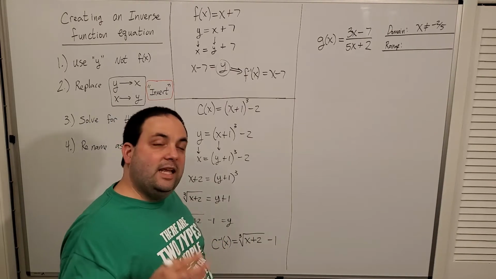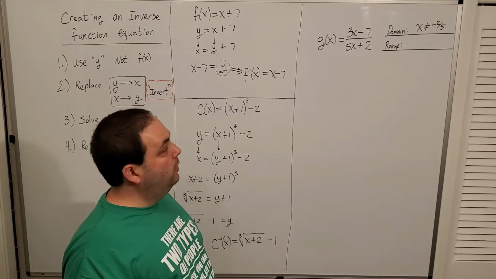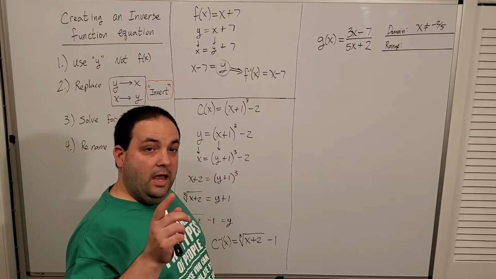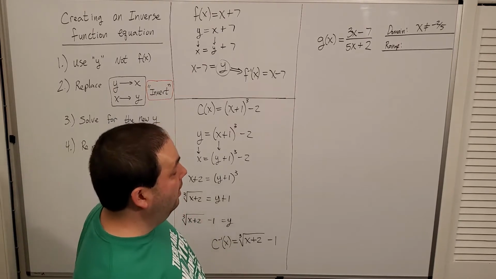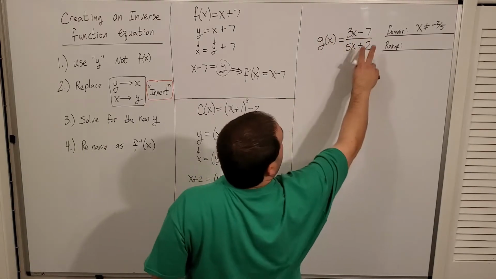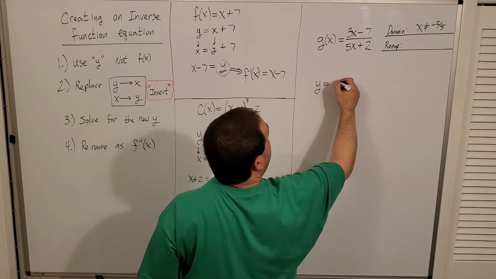Well, now that I can take the inverse of something, I can actually calculate the range pretty quickly. What we're going to do is we're going to find the inverse first, and then I'll show you how we find the range from that. So first, let's find the inverse. I'm going to use y, not g of x.